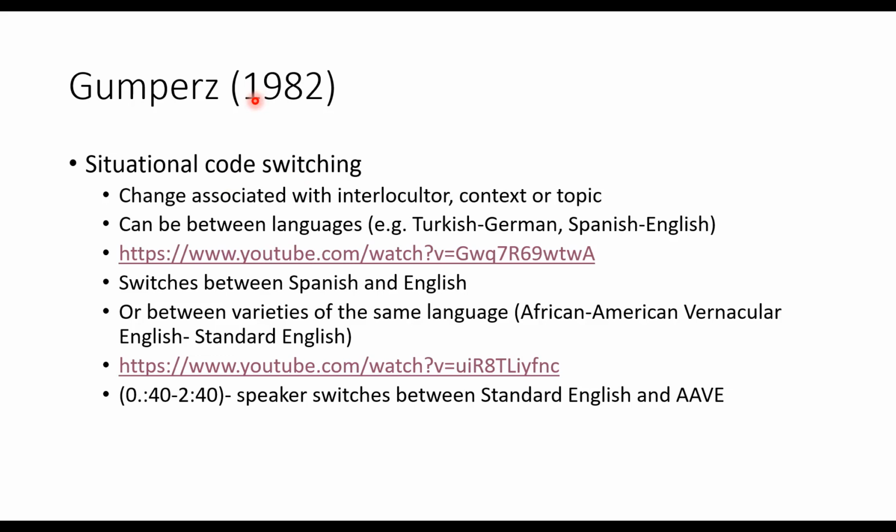So situational code switching has to do with when we have a change associated with the interlocutor, context, or topic. And situational code switching can either be between languages or between varieties. Okay, so this is the first place where I'm going to stop recording. And we're going to see the first example of switching between languages, so between Spanish and English. And then we're going to see switching between varieties, between Standard English and African American Vernacular English.